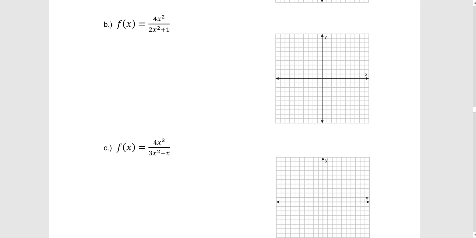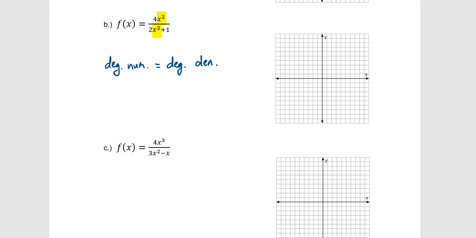Next one, we have f of x is 4x squared over 2x squared plus 1. So we look at the highest degree in the numerator and denominator. So we have this x squared term and this x squared term. So they're both degree 2. So the degree in the numerator is equal to the degree in the denominator.